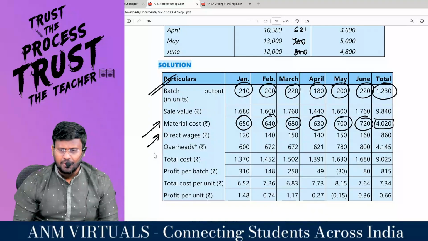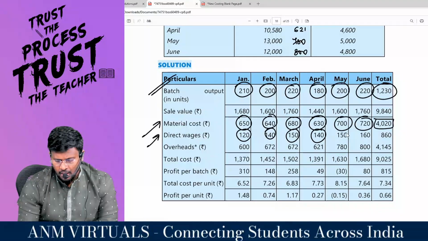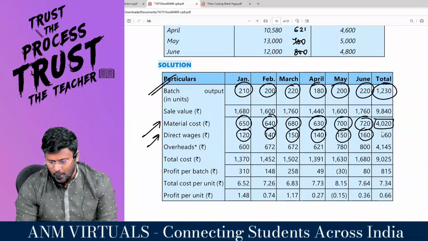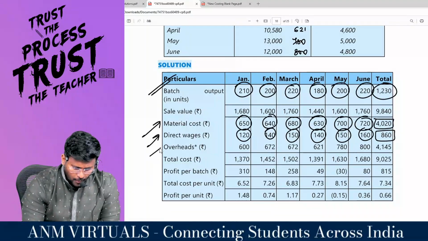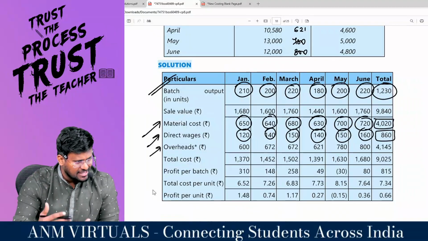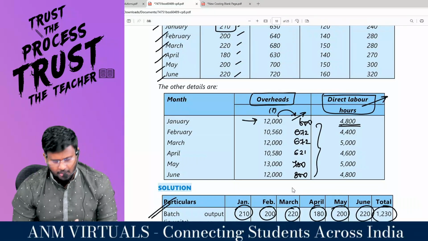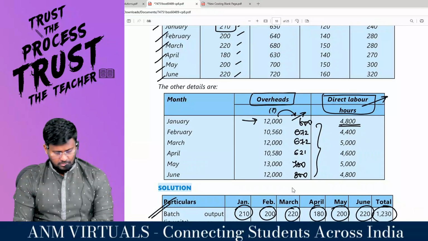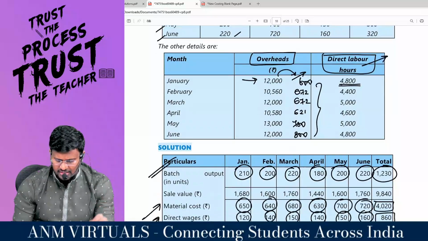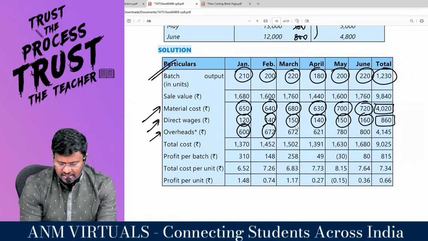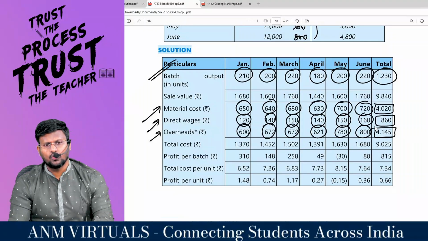Direct wages, they themselves gave in the question. Read it: 120, 140, 150, 140, 150, 160. Total comes to 860. Are you all ready with me? Overhead, they said, has to be absorbed based upon the direct labor hours. We already absorbed it. Which is how much? 600, 672, 672, 621, 780, and total comes to 4,145.